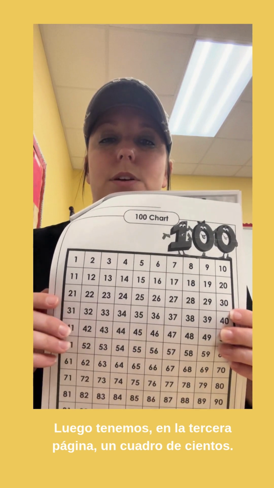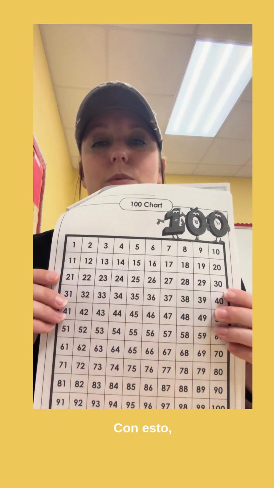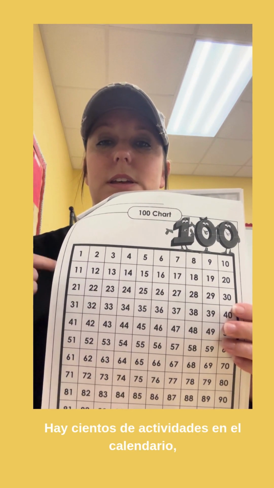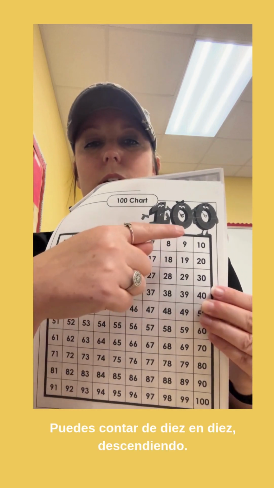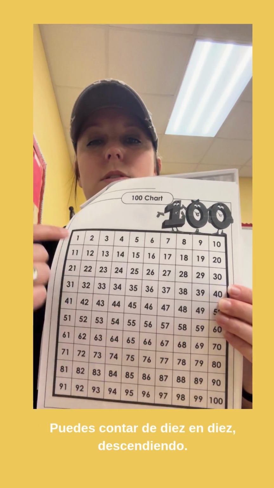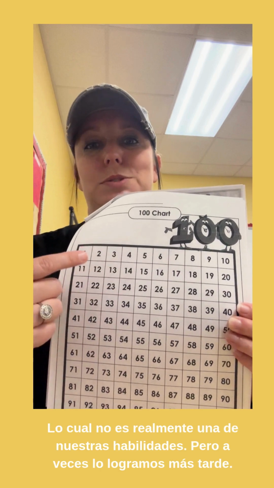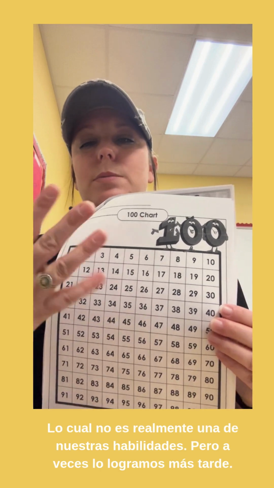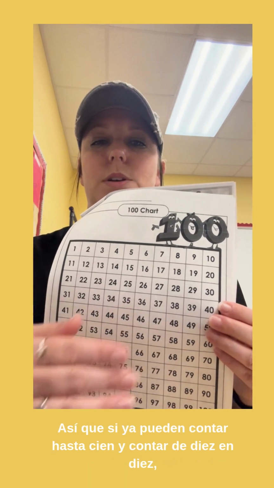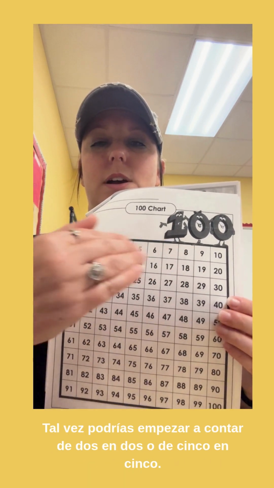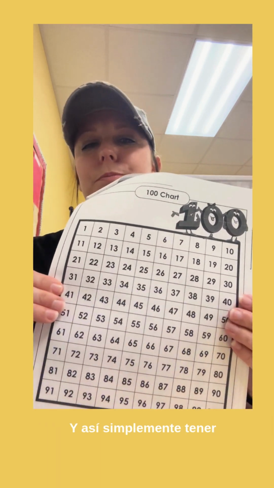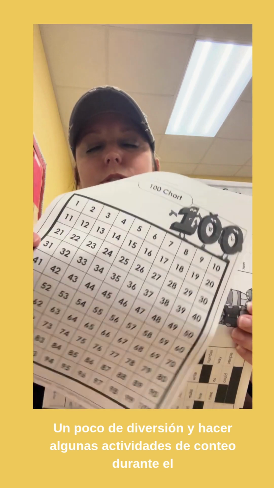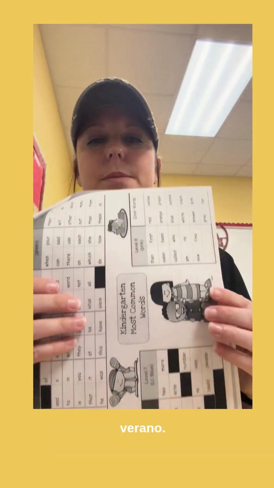Then for the third page, there's a hundreds chart. With this, there's 100 activities in the calendar, but you can also just look at this and touch one to one and count to 100. You can count by tens going down. You can count by twos, which is not really one of our skills, but something they'll get to later. So if they can already count to 100 and count by tens, maybe you could start counting by twos or by fives. Just have some fun and do some counting activities over the summer.